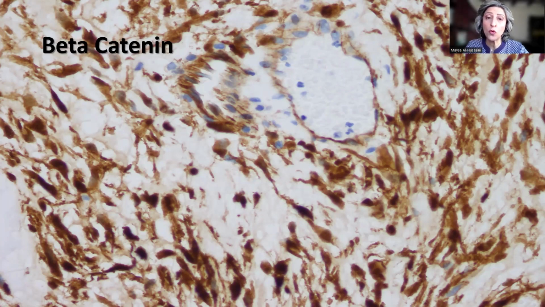And the way I report it is positive in nuclear stain, between brackets, mutant. If there wasn't a nuclear stain, I would say a positive stain in the membrane and the cytoplasm, between brackets, non-mutant, no nuclear stain, just to make it clear to other pathologists reading the pathology report or to our physician colleagues.